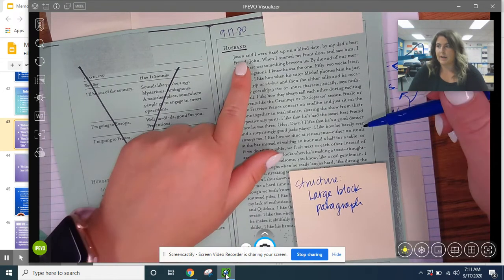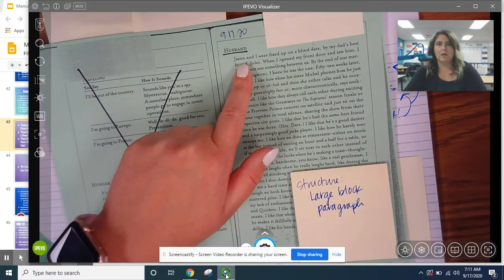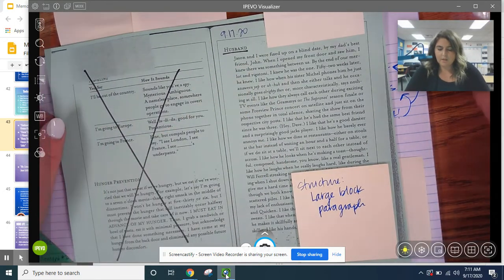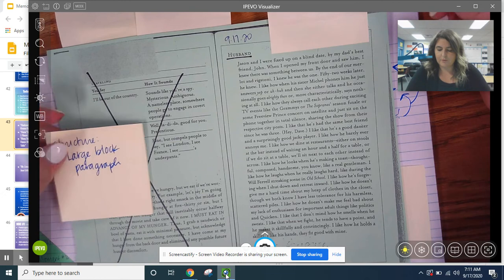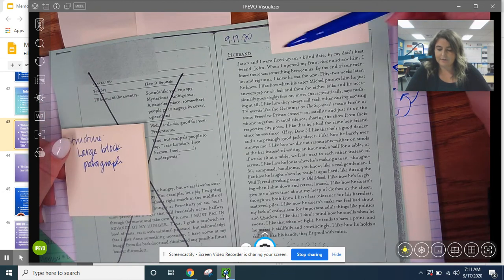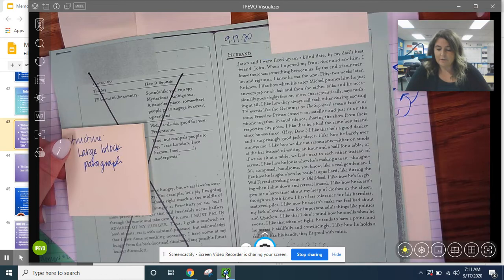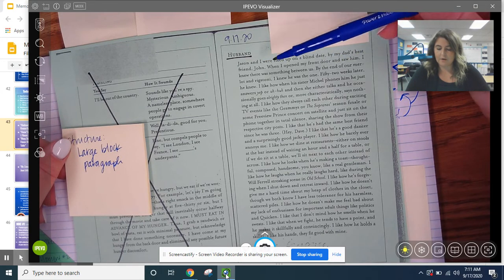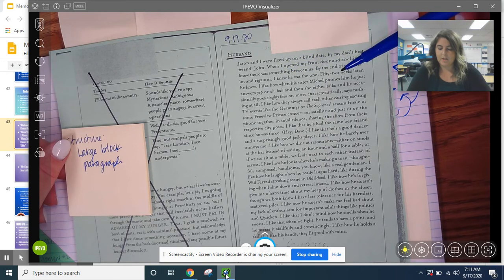So I'm just going to read right here, and I want you to follow along with me. So it says, "Jason and I were fixed up on a blind date by my dad's best friend, John. When I opened my front door and saw him, I knew there was something between us. By the end of our Merlot and rigatoni, I knew he was the one." So I'm going to pause there.